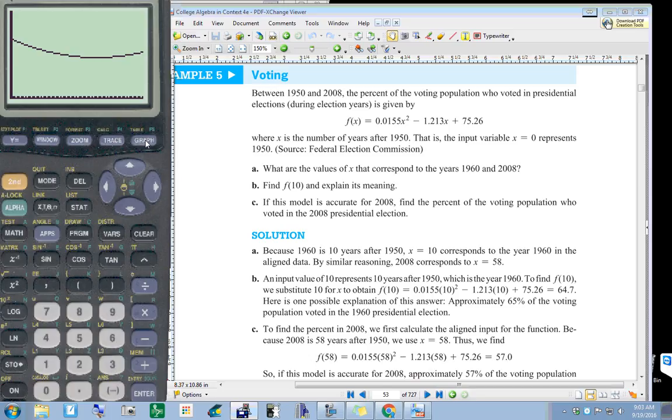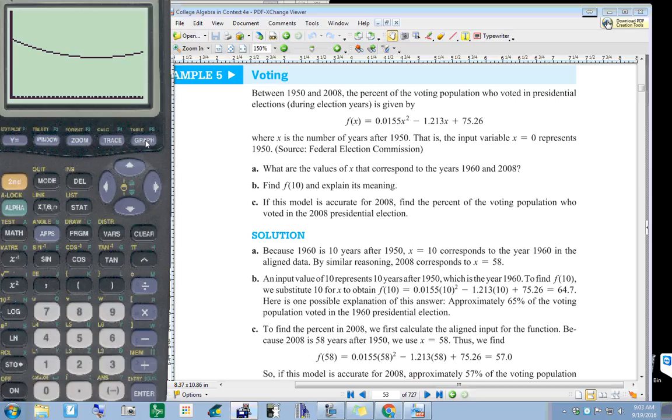And if I take it out far enough, we should have over 100% voting, right? That's not going to happen. There are some politicians, I'm sure, that would enjoy more than 100%. But this gives you a way to find what these values are.